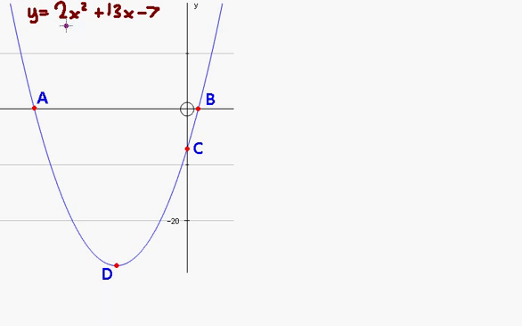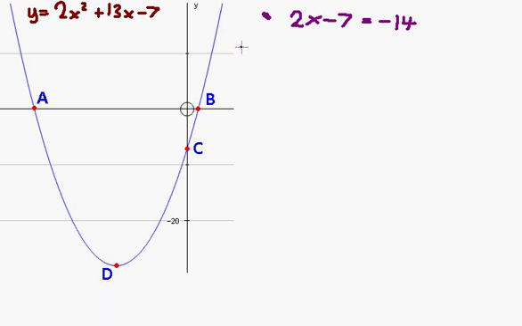To do that, when you've got the number in front of the x squared not equal to 1, in this case it's a 2, what I'm going to do first is look at 2 times minus 7. That is the coefficient of the x squared, the a, 2, times the minus 7, so 2 times minus 7 is minus 14.